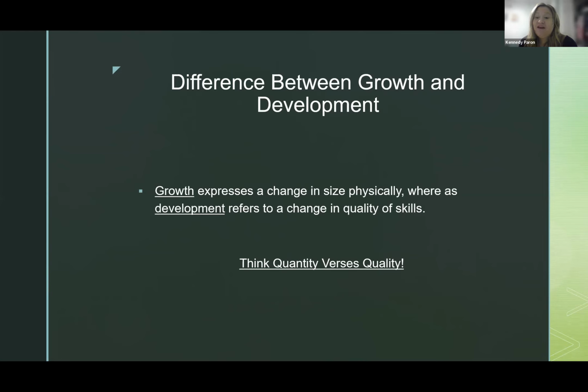So the quantity is the growth or the number. Anything you can quantify has a number attached. So maybe they're 50 inches tall, whereas quality is the skills they're able to do. Maybe they're able to add 2 plus 2.